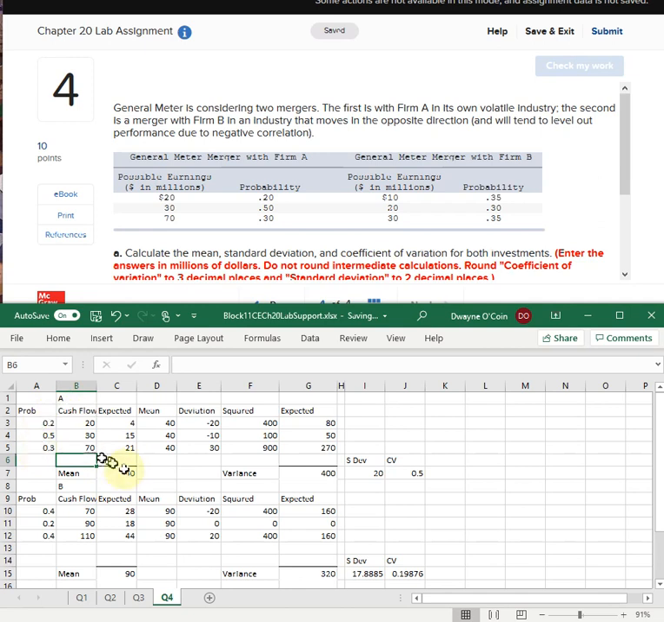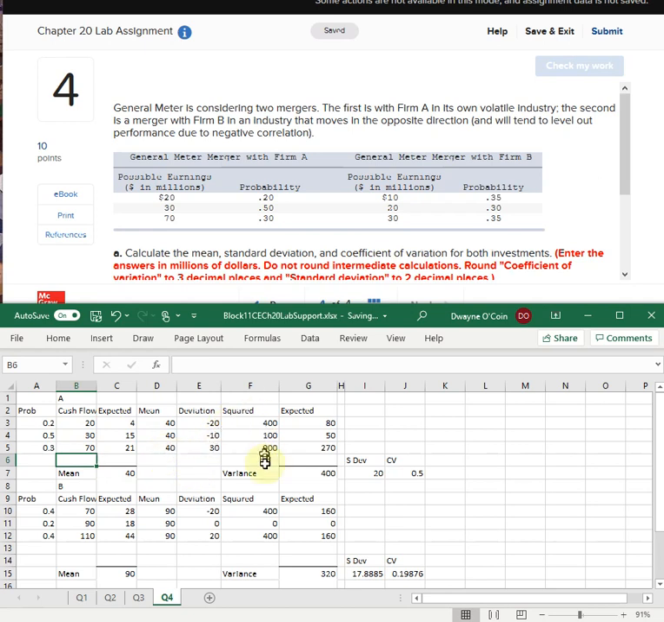Now, the mean, the average, is 40, and so you can see that the 40 is here. And then the next thing is to calculate the deviation. So take the expected cash flow of 20 for that state of nature, and subtract the 40, gives us a negative 20 deviation. 30 minus 40 is negative 10. 70 minus 40 is 30.